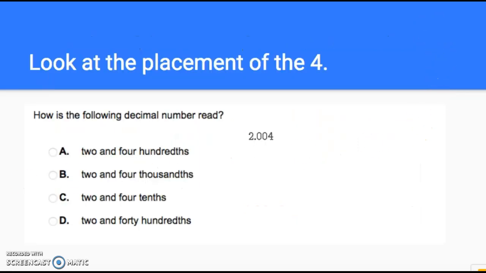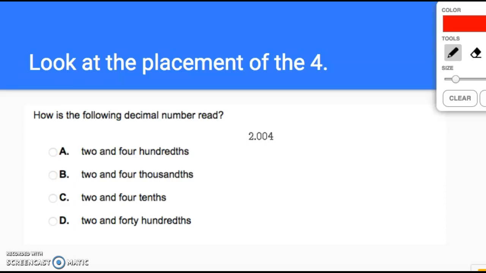All right, let's take a look at how to read and write here. So the question comes up, how is the following decimal number read? Well, we start here, find your decimal. See that? That's where you say and, and anything to the left of it is read first. Well, we just have 1 digit to the left. That's the number 2. Notice over here in our answers, it says 2 and, 2 and, 2 and, 2 and. Well, they're making that fairly simple for us. We can't eliminate anything here. It's 2 and something.